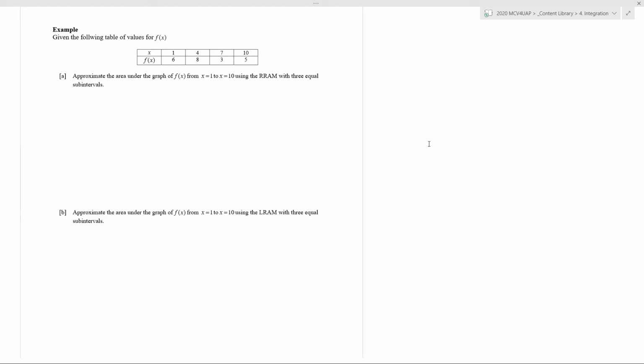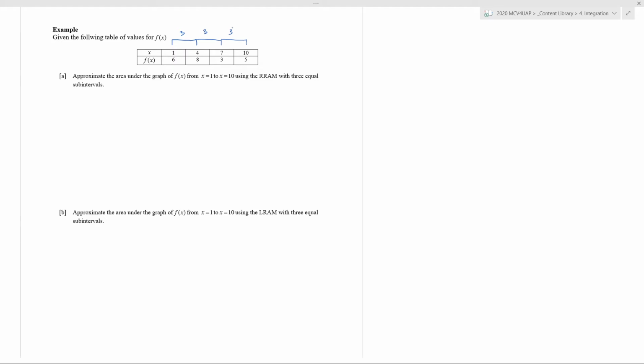So we're being asked in part A to use RRAM with 3 equal subintervals to approximate the area. Now, it's not necessary. You could draw a little sketch to help you out, but it's not really necessary. And it's faster if you can do it without drawing the sketch. Just visualizing that you have 3 equal subintervals split up from 1 to 10.